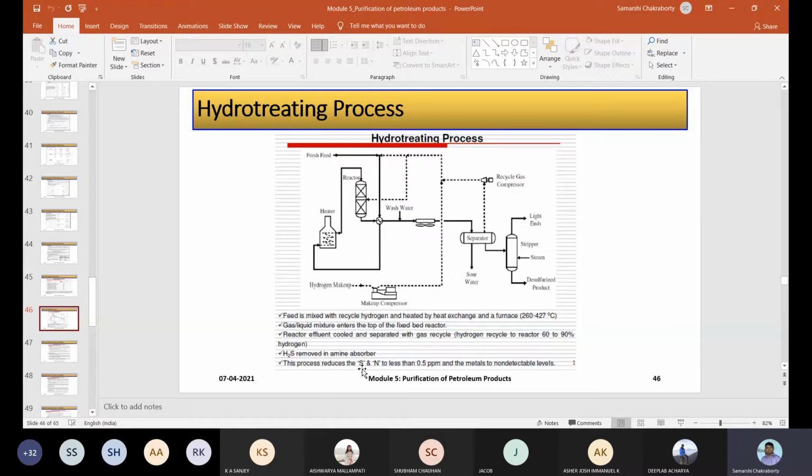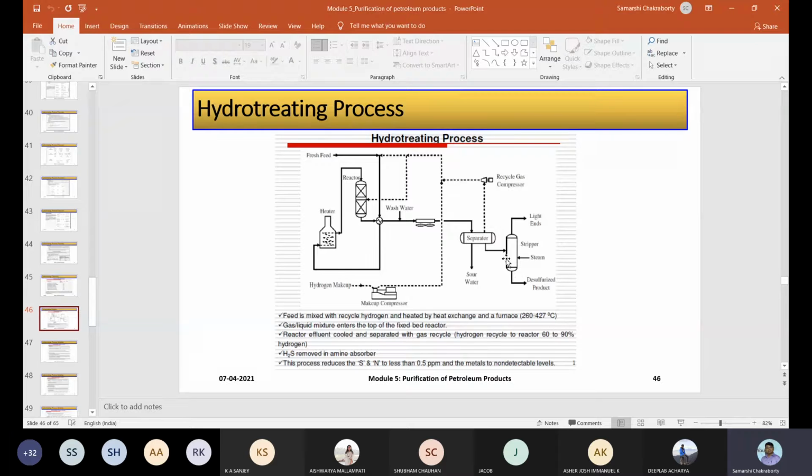So this process reduces sulfur and nitrogen to less than 0.5 ppm and metals to non-detectable levels. Not only is it taking care of your sulfur removal, but it is also removing your nitrogen, as well as bringing down the metal percentage present in your desulfurized product to an almost negligible ppm level. It will bring it down. So this is all about your entire process.